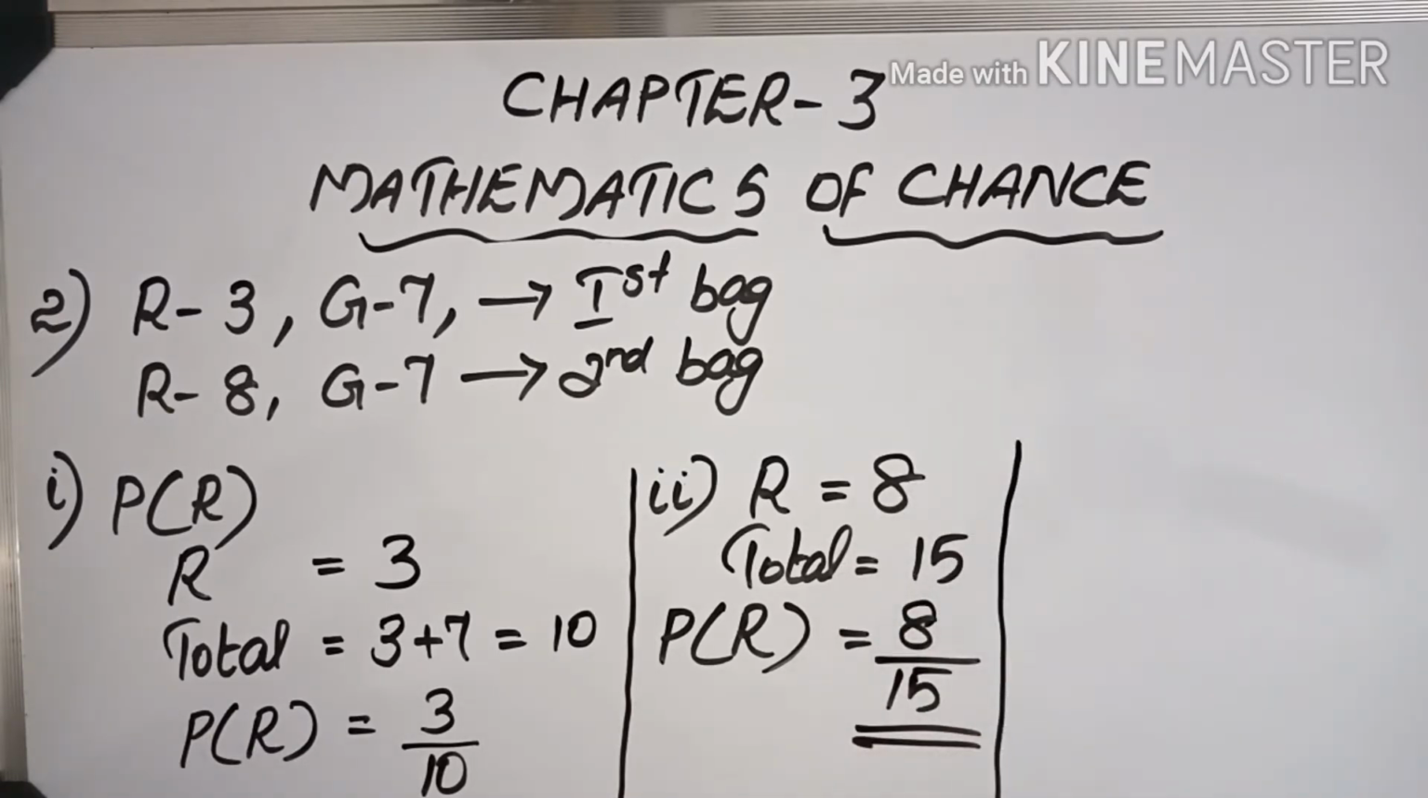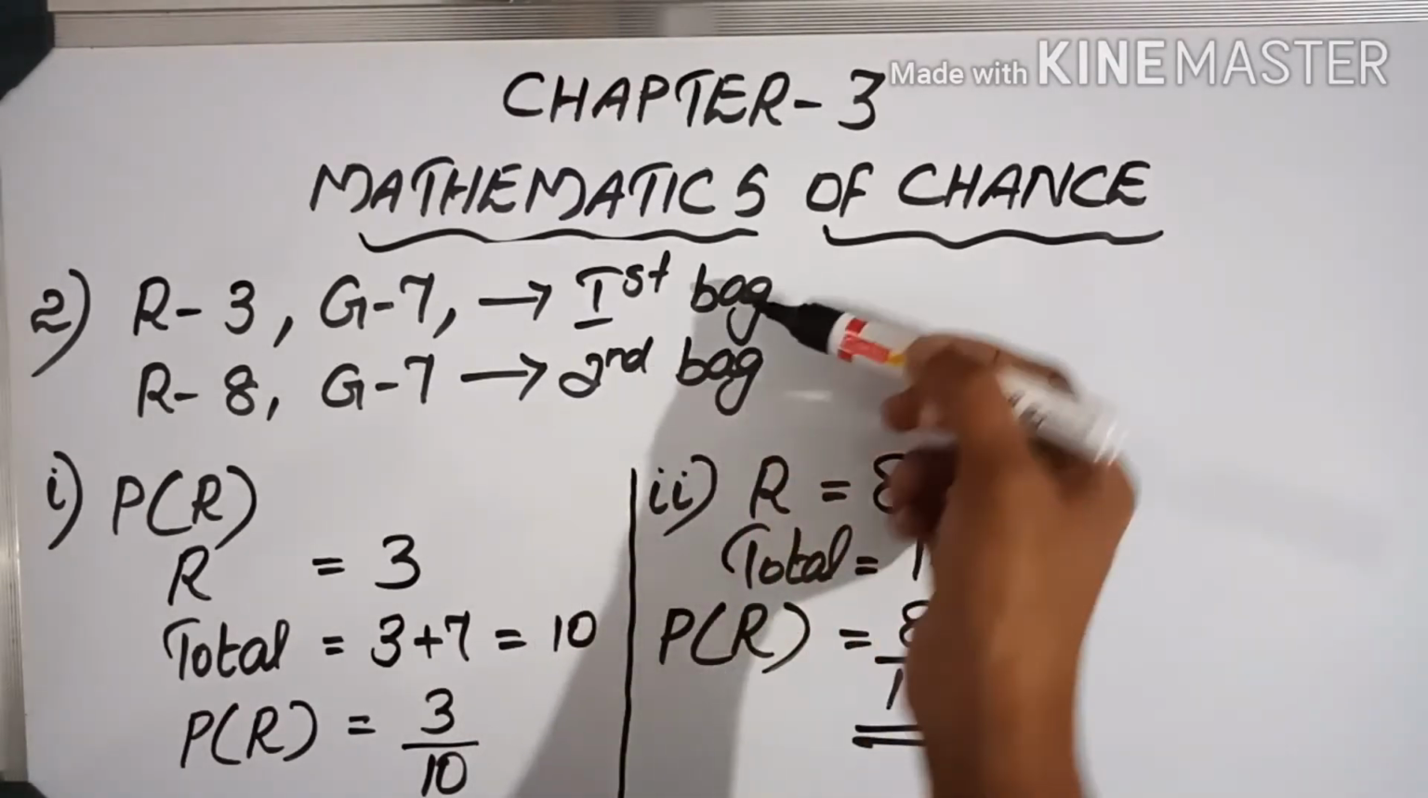Now the third sub question. The third sub question is, if we are taking all the balls in one bag, that means the first bag and second bag, we are putting all the balls in a single bag. What will be the probability of getting a red ball from that bag? Okay, we need to club them.